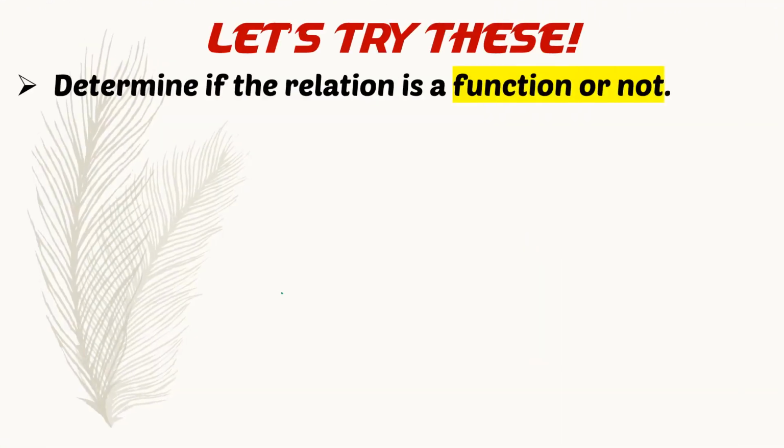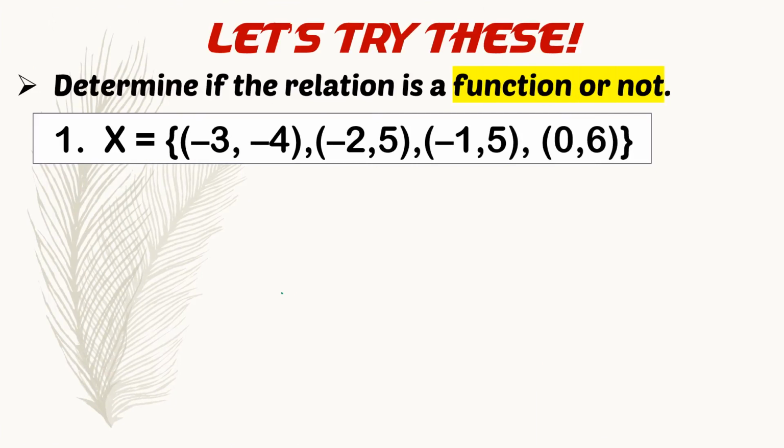So this time, let's have some exercises. Determine if the relation is a function or not. Let's have set x. Again, as I have mentioned earlier, all you have to do is look at the abscissa: -3, -2, -1, 0. The first element is not repeated, so this one is a function.